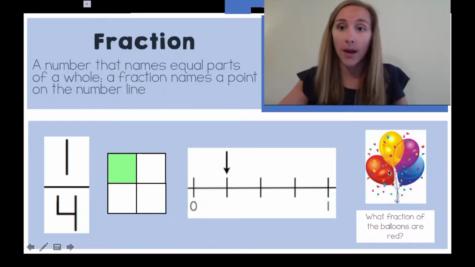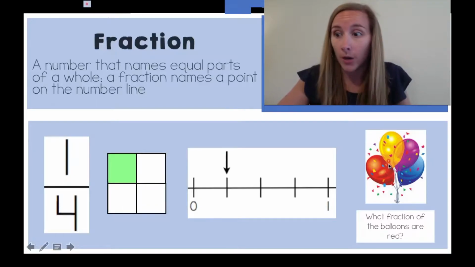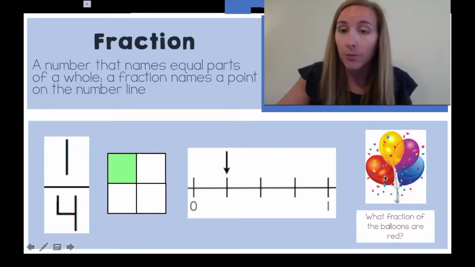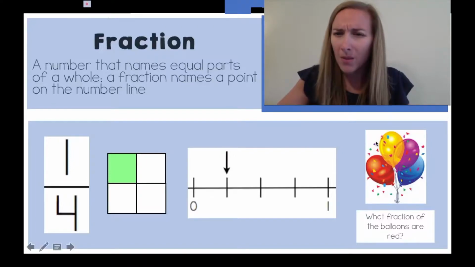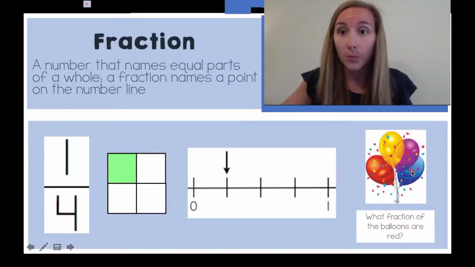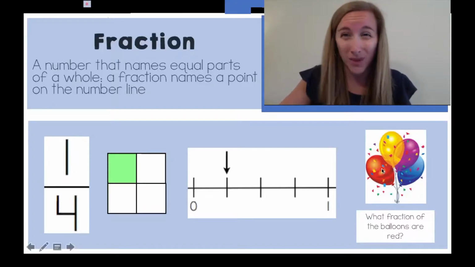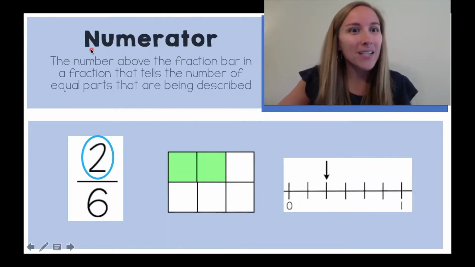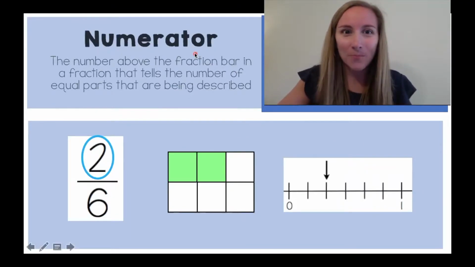We could also think about it as a group of anything. In this case, we have balloons. So it says what fraction of the balloons are red. Well, how many balloons are there in all? Well, 1, 2, 3, 4. There are 4 balloons in all, and only one of them is red. So that represents 1/4.